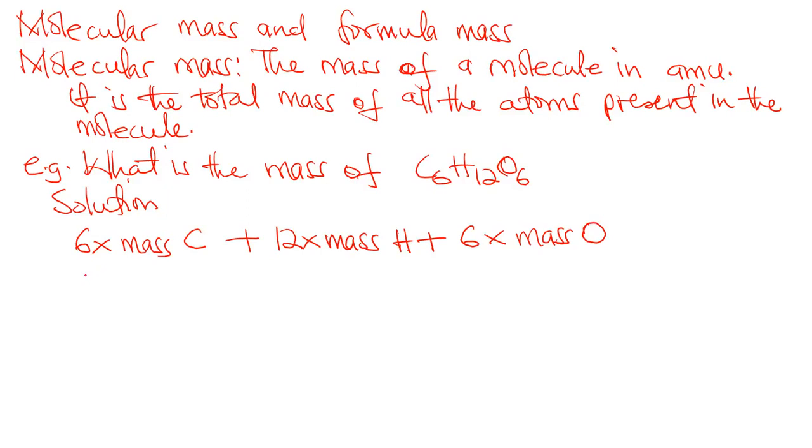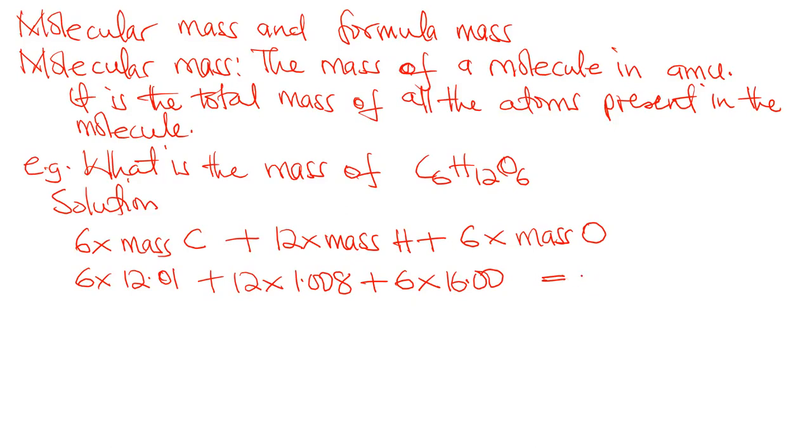So here, the mass of carbon is 12.01. The mass of hydrogen is 1.008. And the mass of oxygen is 16.00. So this mass must be given in atomic mass unit. When you add all the masses, you get 180.16 atomic mass unit. So that is the mass of C6H12O6.